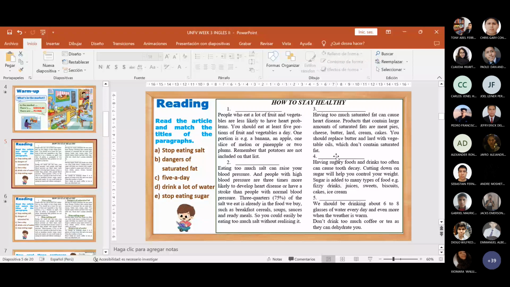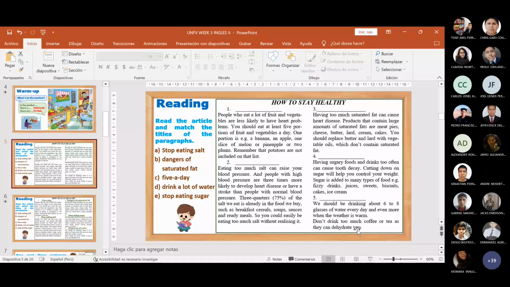Having sugary foods and drinks too often can cause tooth decay. Cutting down on sugar will help you control your weight. Sugar is added to many types of food: fizzy drinks, juices, sweets, biscuits, cakes, ice cream. We should be drinking about 6 to 8 glasses of water every day, and even more when the weather is warm. Don't drink too much coffee or tea as they can irritate you.